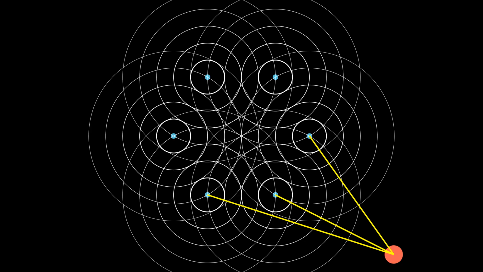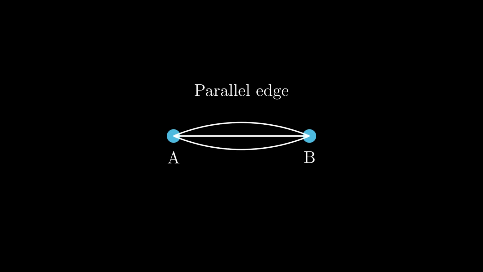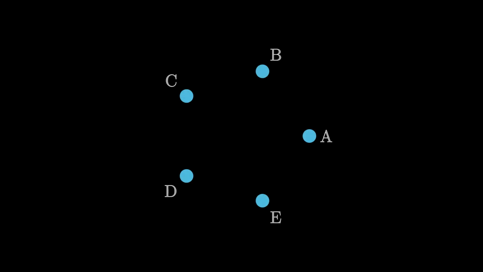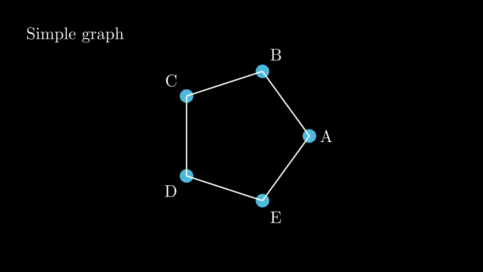Now, let's move on to the basic concepts of graphs. A graph consists of points, called vertices, which are connected by edges. An edge represents a connection between two vertices. Graphs can be directed, where the edges have a direction, or undirected, where the direction does not matter. If there are multiple connections between two vertices, these are called parallel edges. If a vertex connects to itself, it is called a loop edge. These basic elements form the structure of a graph. If a graph has no parallel edges or loop edges, it is called a simple graph.